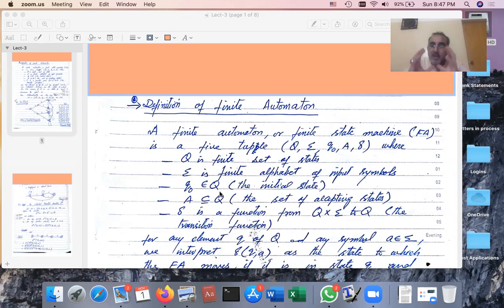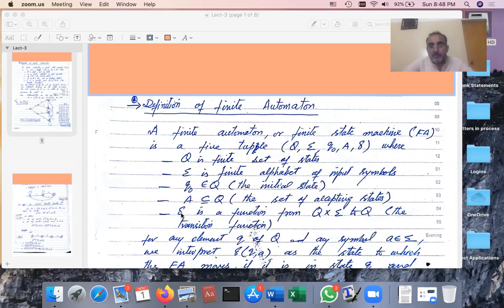And then capital A is for the acceptance state or the final state of the finite state machine. So it is again a subset of the bigger set of states, which is Q. So we can write it as A is a subset of Q, the set of accepting states. One thing you can remember is that the acceptance states or the final states can be more than one.